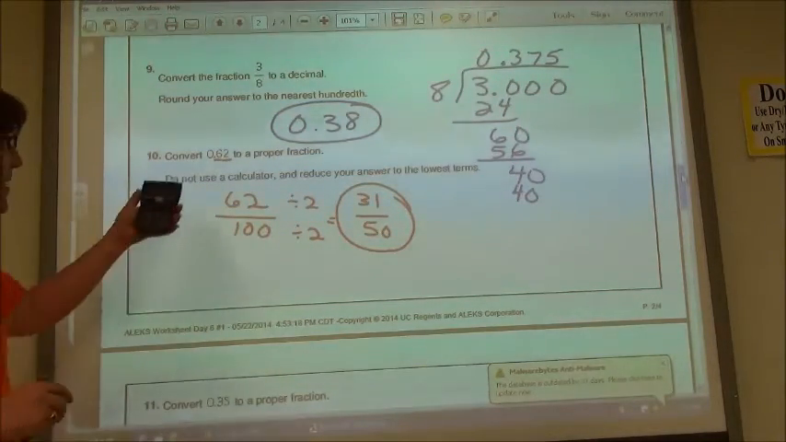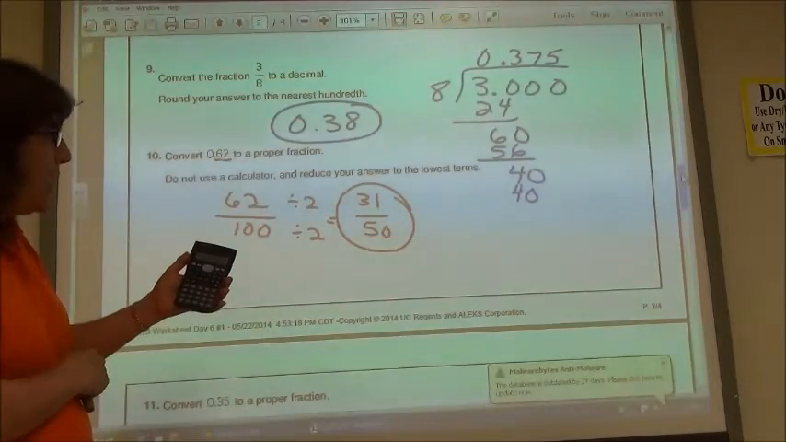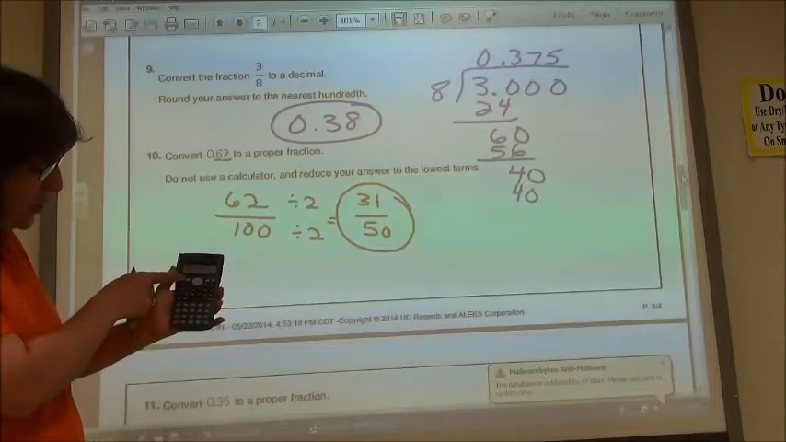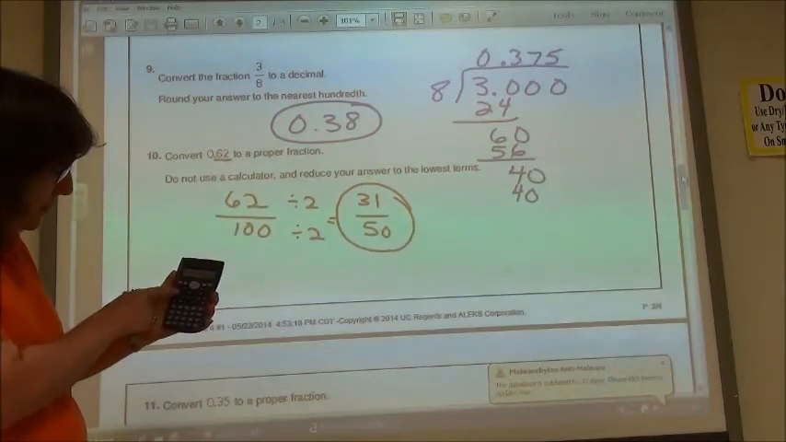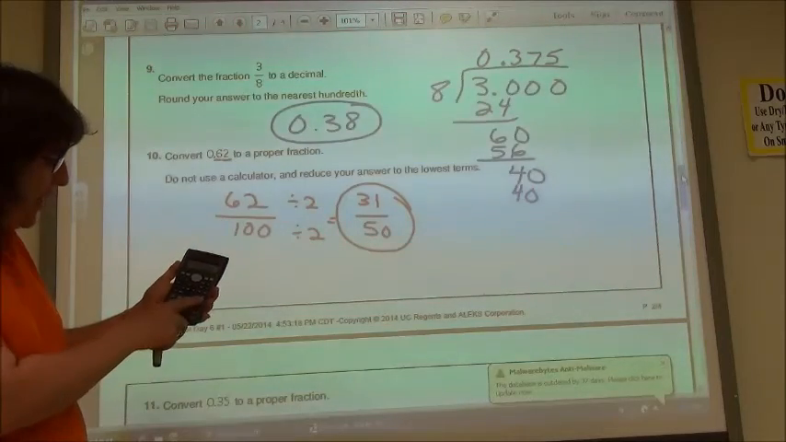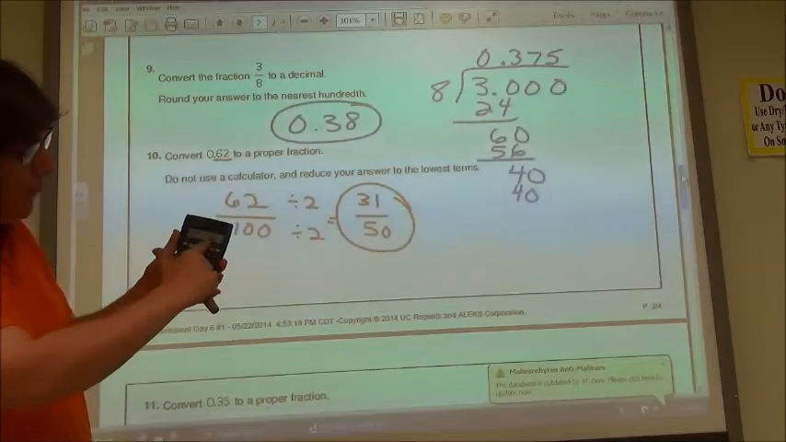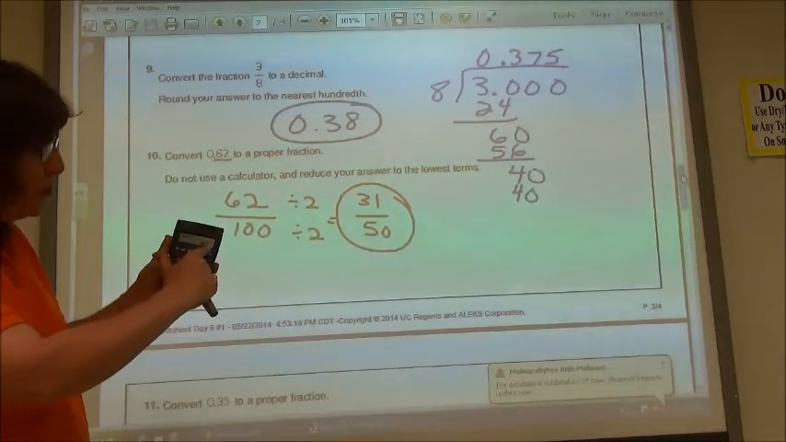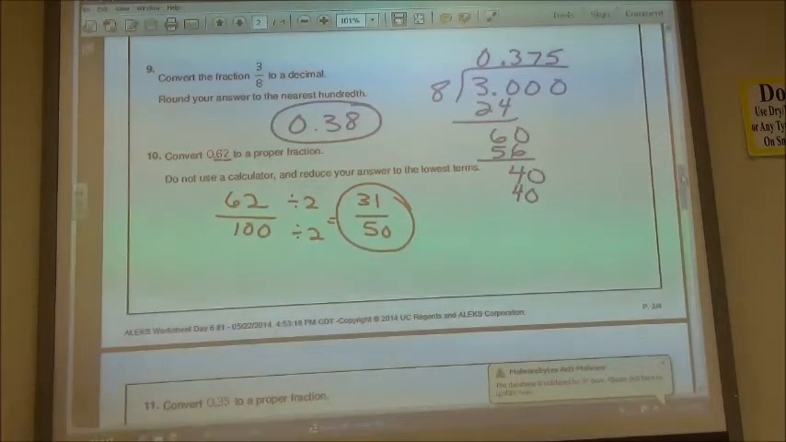Now, if I have my decimal on my calculator, 0.62, and I want to change it to a fraction, I hit Shift and the fraction button, and I get 31 over 50. You do have to put 0.62 and hit equals, so the 0.62 is down in the answer spot, then Shift and the fraction button, and it changes it to 31/50.